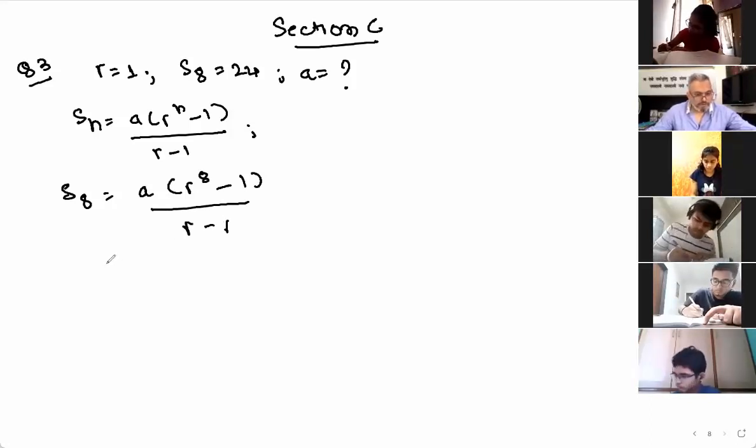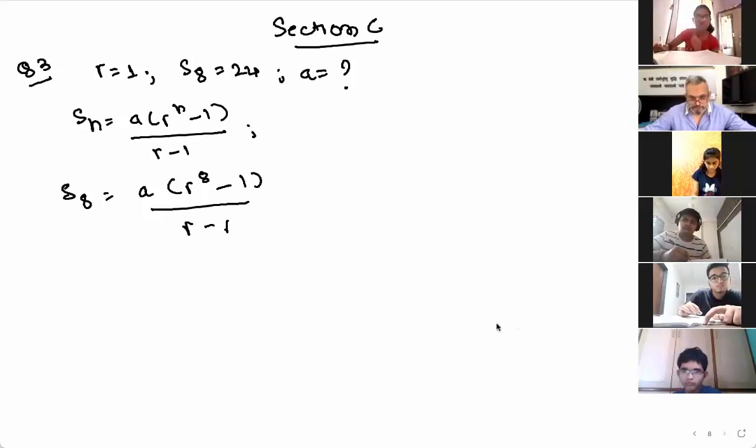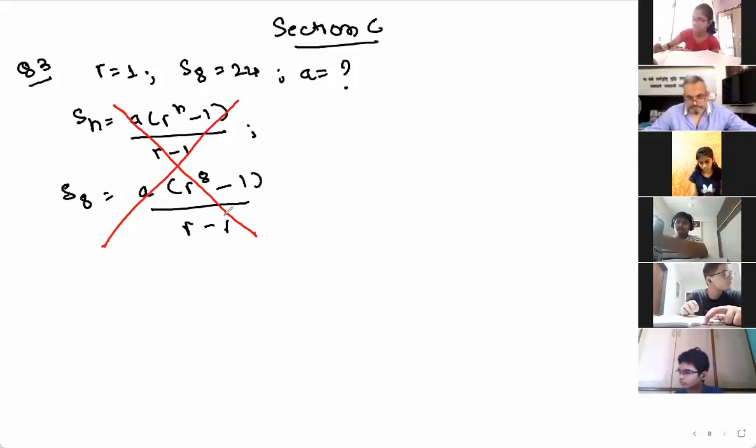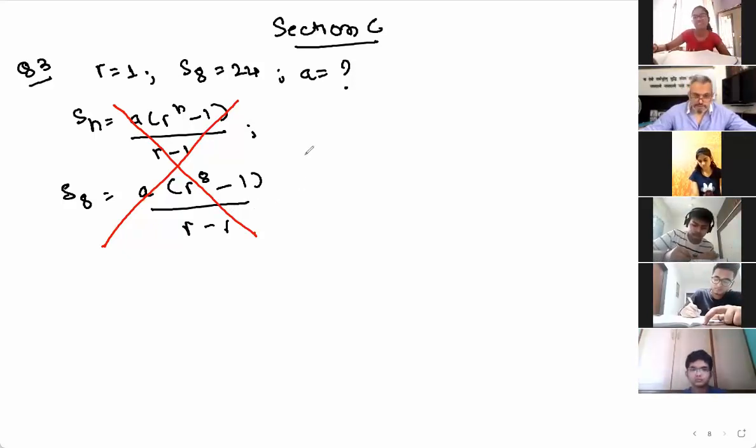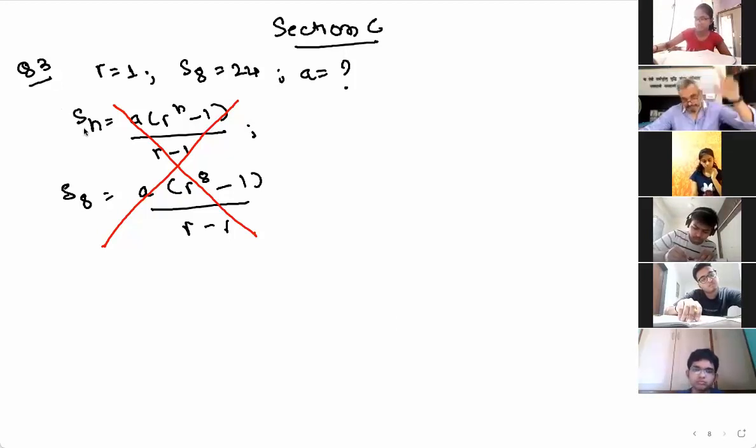Now, hold on. We can't use this formula, students. ये formula हम use नहीं कर सकते. क्यों? Because over here R is equal to 1. So we have to use this formula. So I want you to write this and cut it so that you don't make a mistake in the exam.